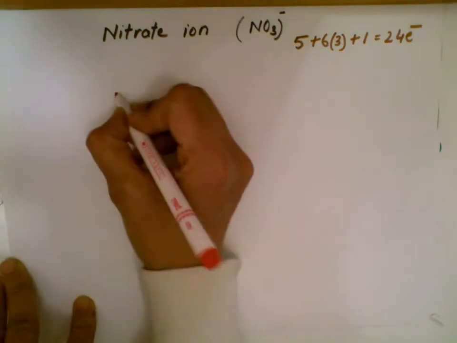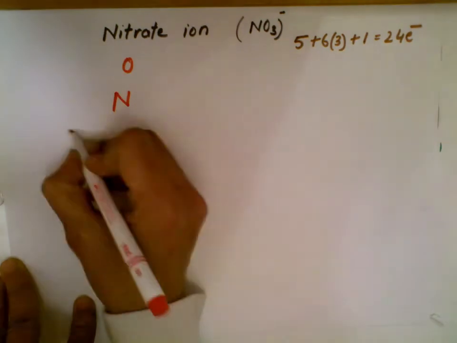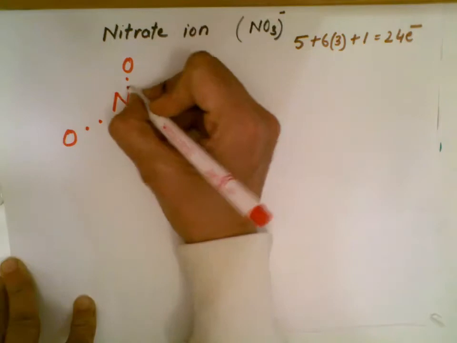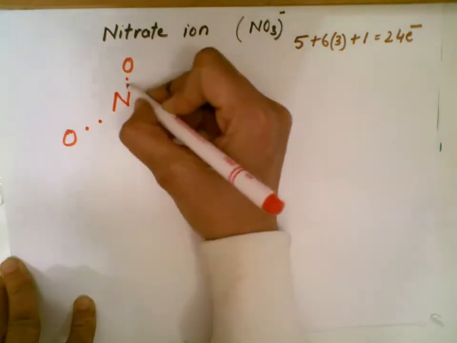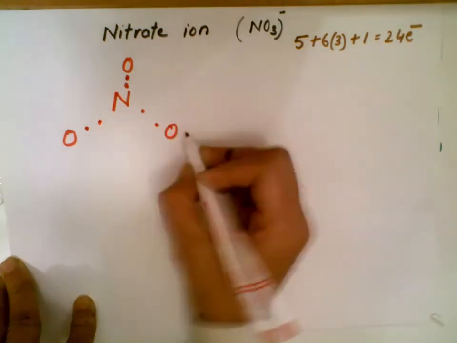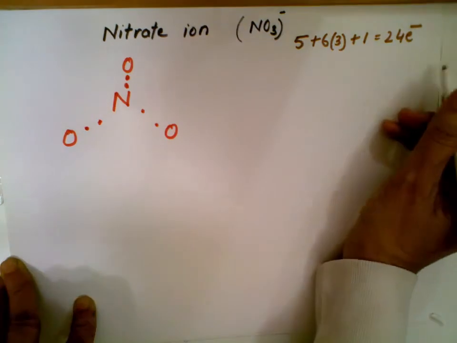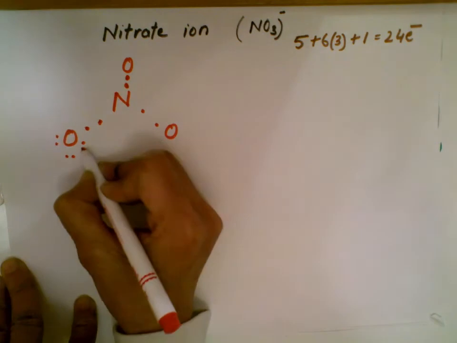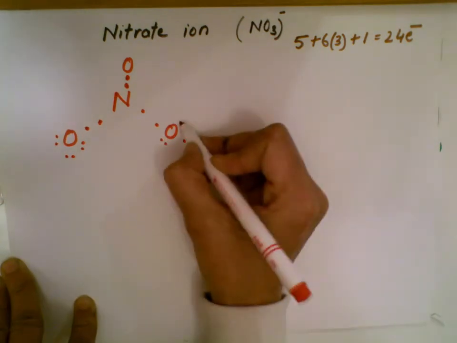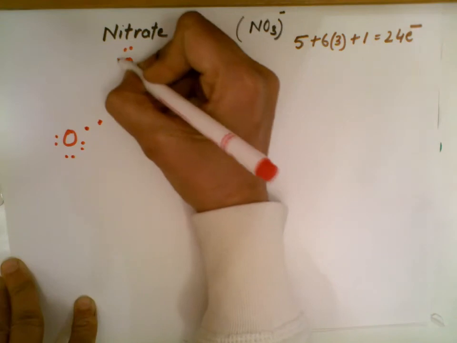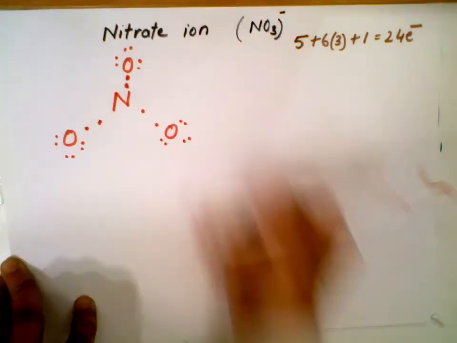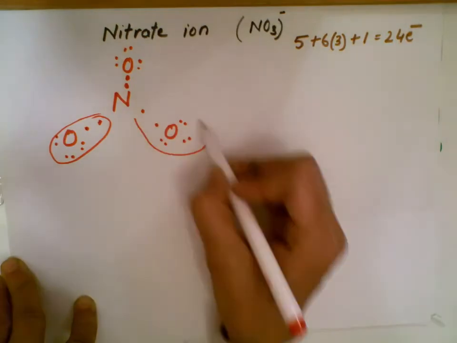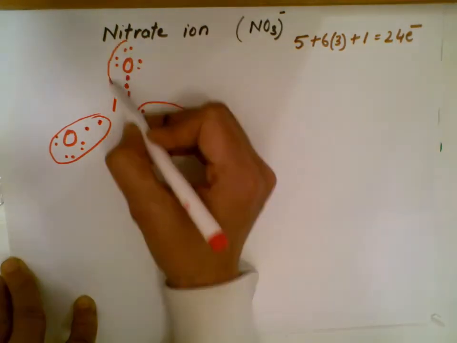Let's draw the Lewis dot structure for this one. 1, 2, 24, 3, 4, 5, 6, just making sure we have at least one single bond in between. And then how many are left? You have 18 more left. So 1, 2, 3, up to 18. So here the octet for this one is complete, for this one is complete, this oxygen complete.